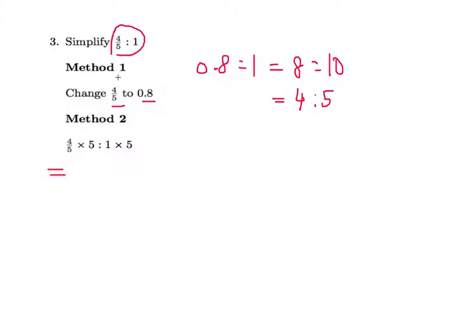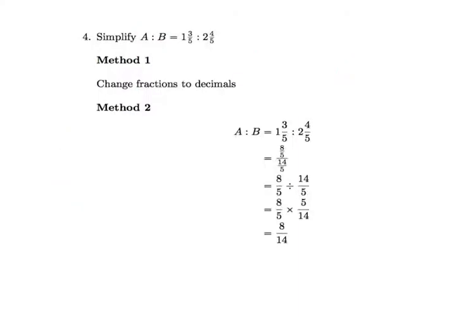Or you can multiply by 5 to get rid of this. So you get 4 is to 5. So very, very simple. It's just really primary school stuff or secondary school stuff. But then page 14 has an even more complicated one, which involves 1 3 over 5 and 2 4 over 5. But you can simplify it by changing the fractions into decimals and doing what we did just now, or you can do it this way.